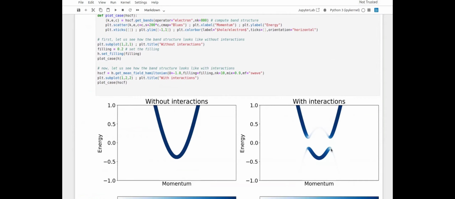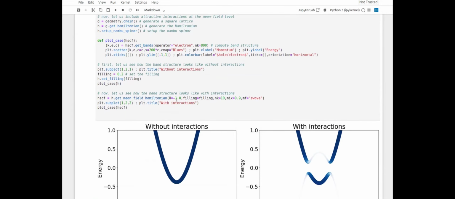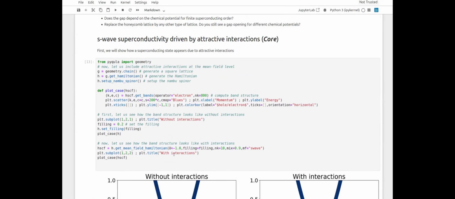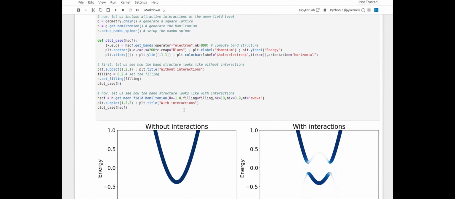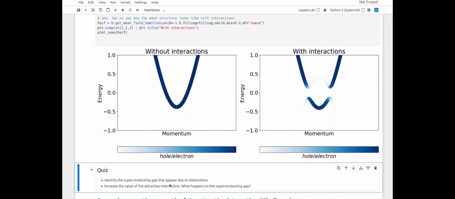So you see that we get the same types of anti-crossings that we were expecting from a superconducting state, but now we are not putting superconductivity by hand, it is driven by attractive interactions. And this is, of course, the realistic case. Superconductivity is always going to appear due to the attractive interactions. We now answer this question. First, to identify the gap that appears due to interaction. The gap is precisely this one. This is the superconducting gap.